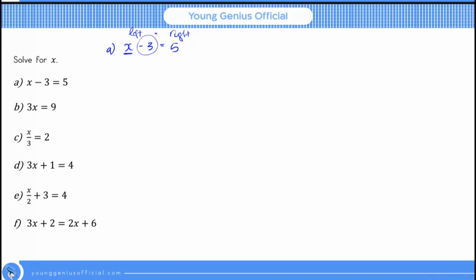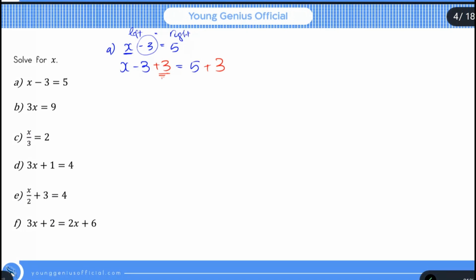We're going to do the opposite of this operation in order to get rid of the 3, which is add 3. So we're going to end up with x minus 3 plus 3 being equal to 5. And remember the general rule of thumb, whatever we do on one side, we have to do to the other side. So seeing that we added 3, we have to add 3 on this side as well.